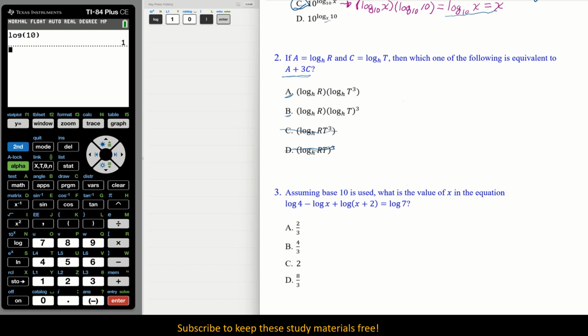All right, so let's do this. If we have them added, let's put this together. A equals log h of r plus 3 log h of t. So what are we going to do here? Let's rewrite this as log h of r plus log h of t to the third.